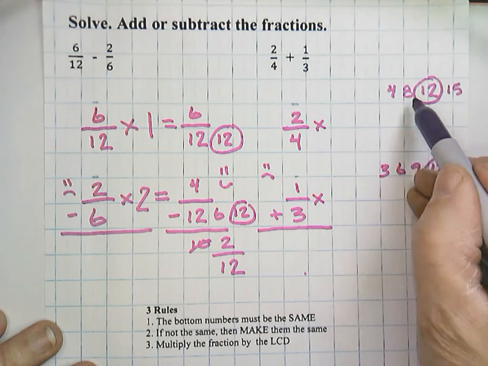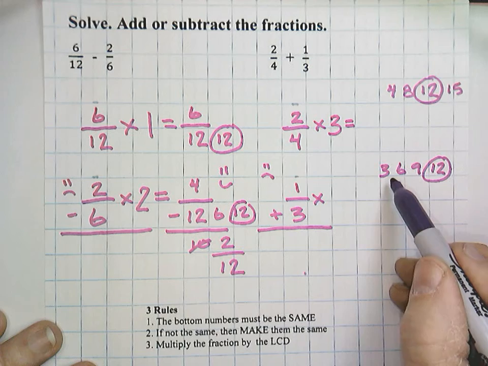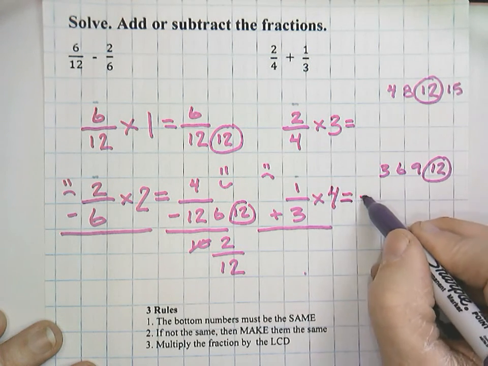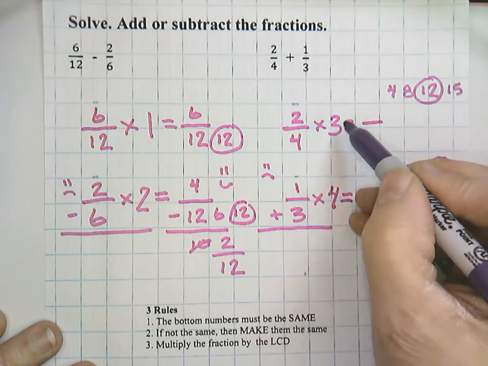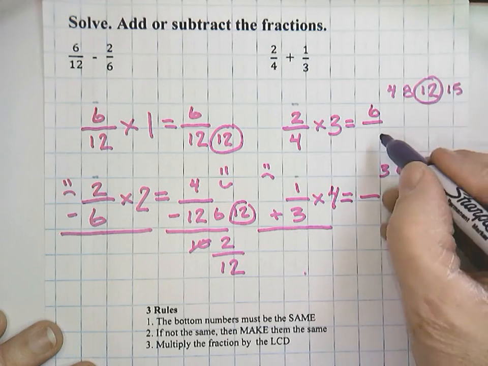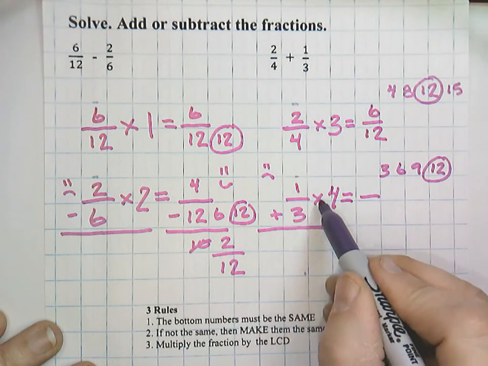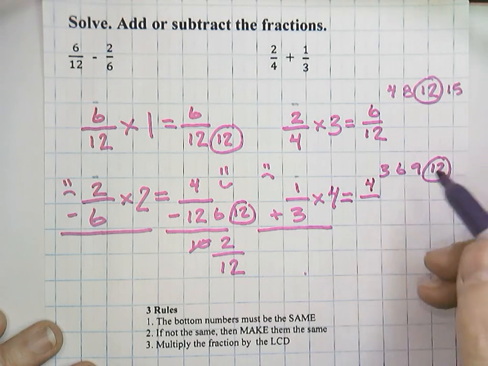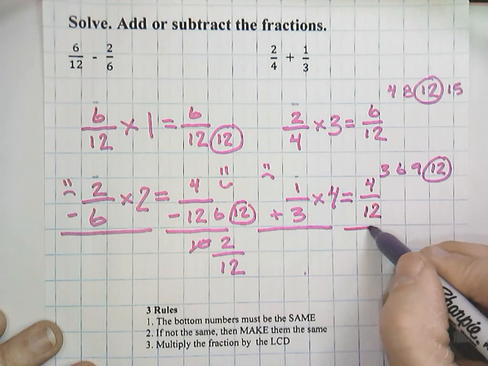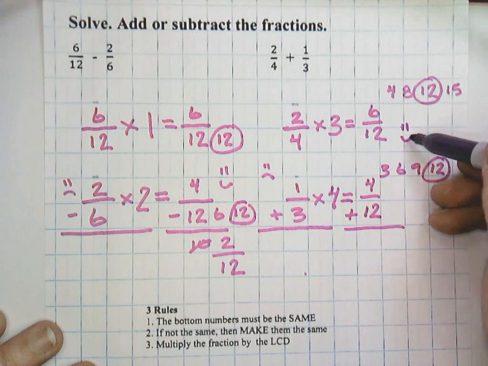Here I'm going to count 1, 2, 3. And here it's going to be 1, 2, 3, 4 that we are multiplying by. 2 times 3 is 6. 4 times 3 is 12. On the bottom here, 1 times 4 is 4. And 3 times 4 is 12. And notice now that it's the same, so we are good to go.